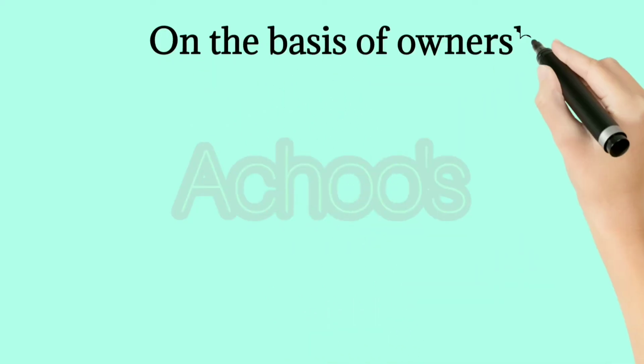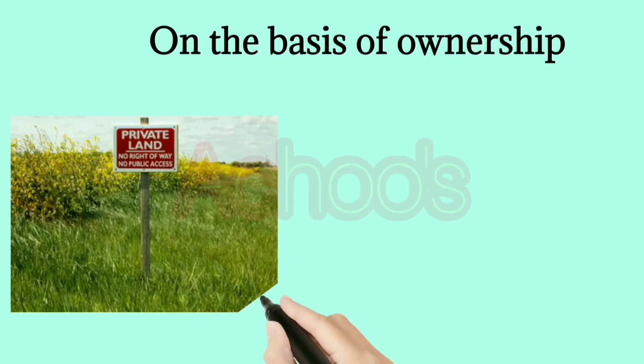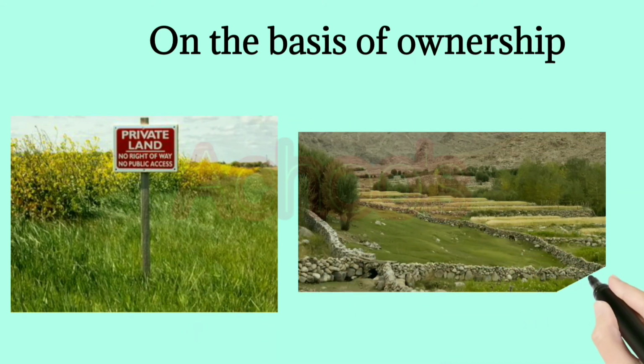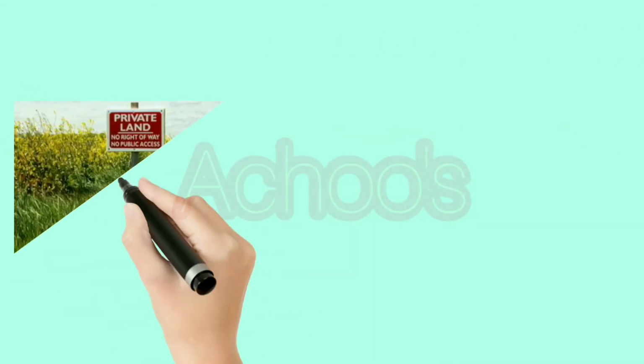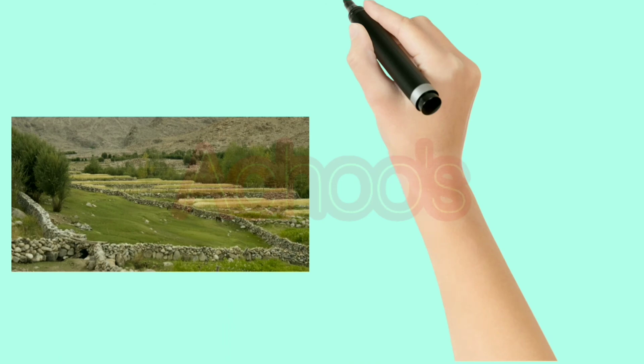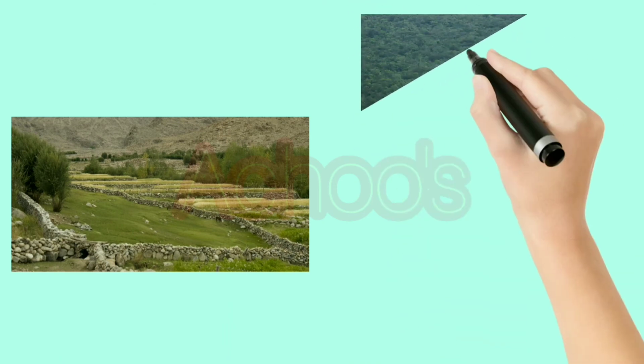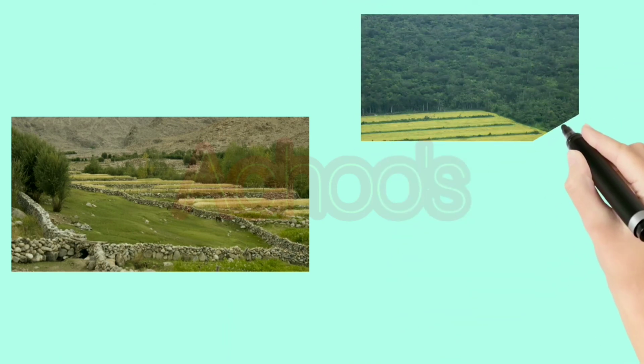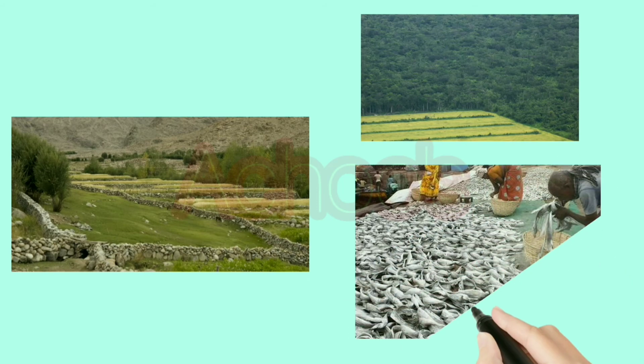On the basis of ownership, land is classified as private land and community land. Here the private land is owned by individuals, while the community land is also called common property, which is owned or managed by the government or a community for the service and assistance of the society. For example, forests, fisheries, etc.